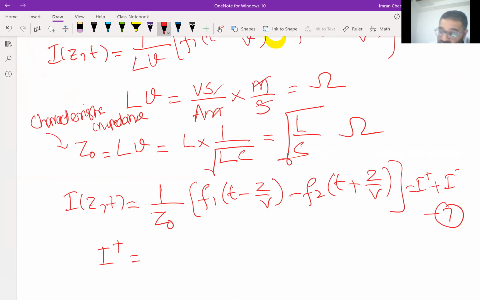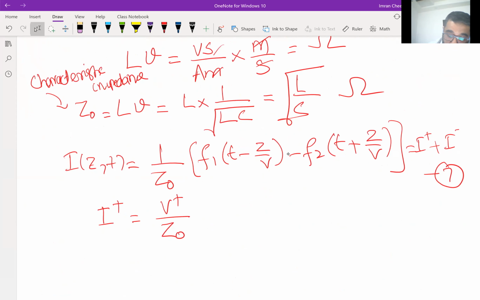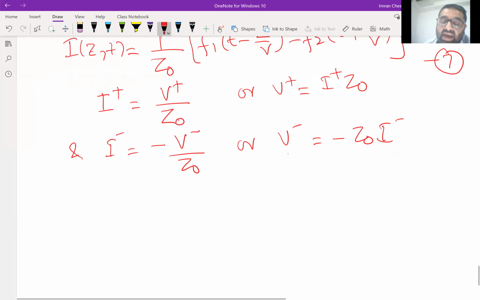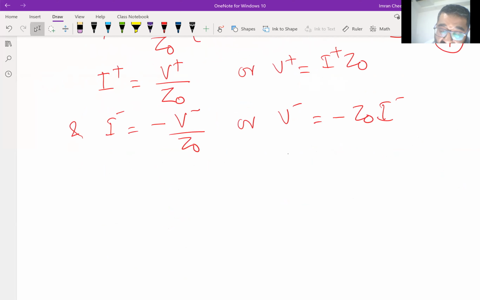you can see that the forward traveling current is the same as the forward voltage over Z naught, or the forward voltage is the current times Z naught. But these are the usual relationships. A little bit of difference here for the backward current: there is a negative sign with it, or V minus is equal to minus Z naught I minus. Now the question is, why do we have a backward current as a negative?